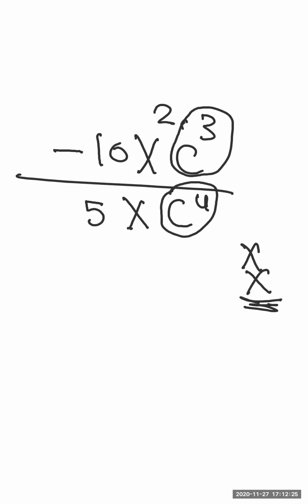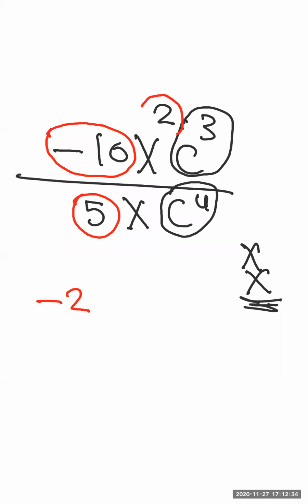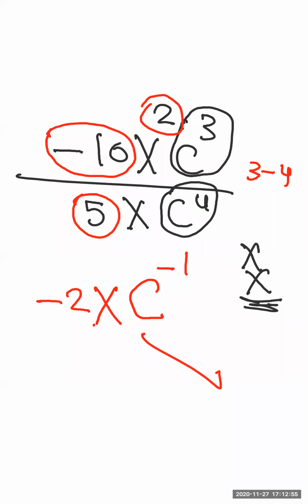If I start the division, I have to divide -10, which is the coefficient, by 5. So it will equal -2. Then x squared divided by x, which is x power 1, means only x. Now c power 3 divided by c power 4. We said that we will just subtract the indices. So c at the power of 3 minus 4, so c at the power of -1. That's it. Easy. Okay, guys, now it's clear?